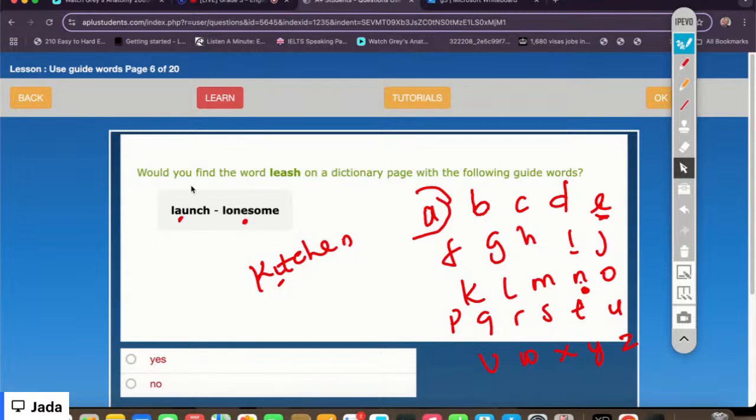All right, so we have, would you find the word leash on a dictionary page with the following guide words? We have lunch and lonesome. So can we find leash in between this, from LA to LO? Yes or no?